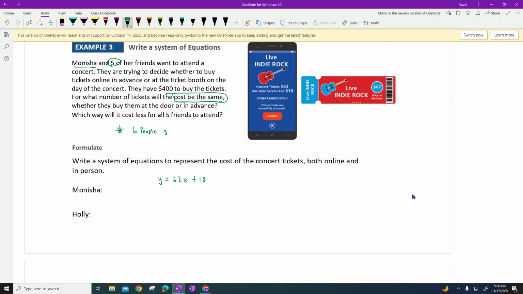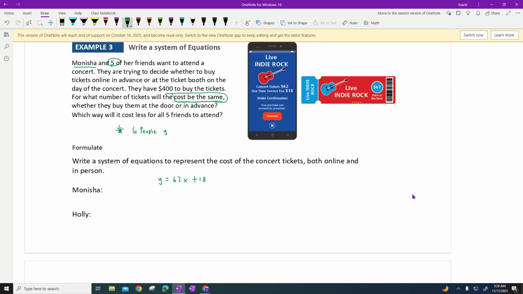Okay, and I'm not sure why they have two girls' names here. Are they buying them different? Huh, I don't understand that. Anyhow, let's just move on.